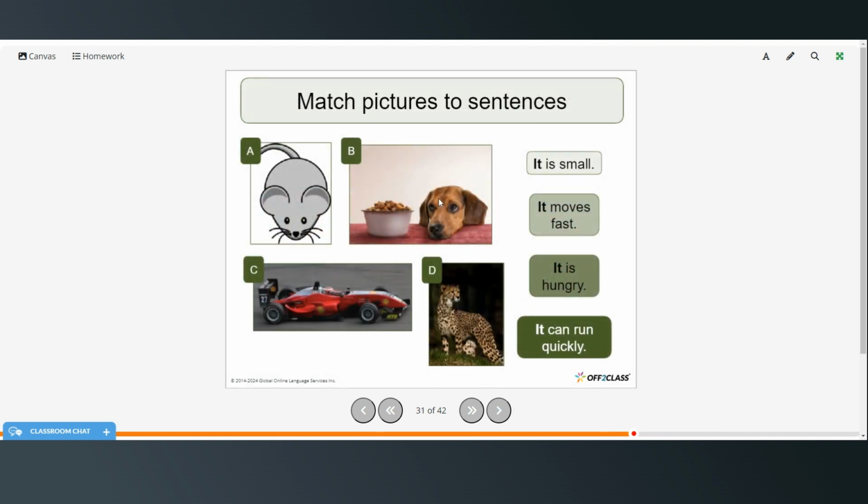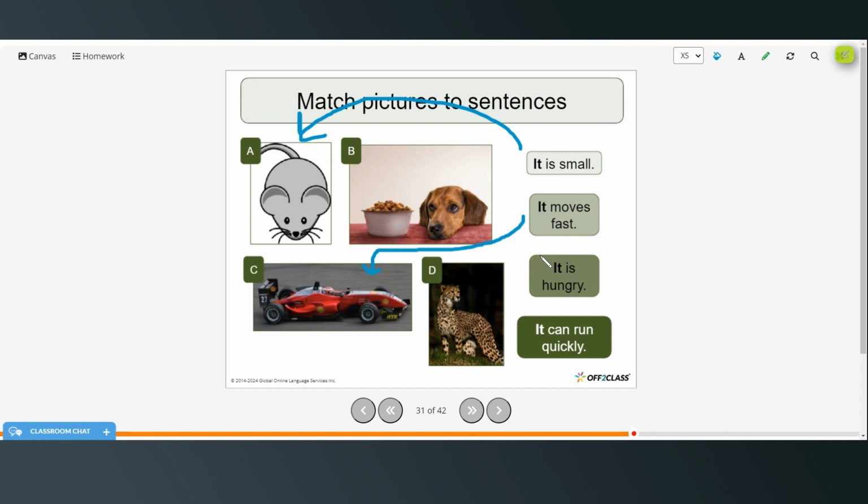All right, now we're going to try to match the pictures to the sentences. So it is small. So that probably goes with picture A, the mouse. A mouse is an animal, so we call it an it. It moves fast. That could go with picture C, the race car. Again, a car is a thing, so we can use it.